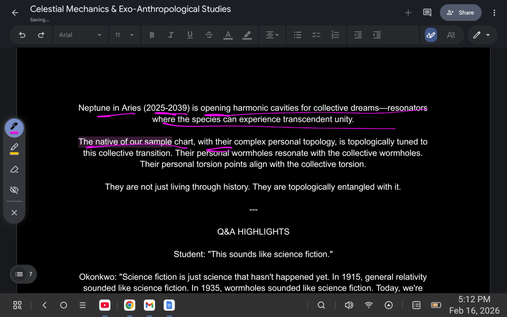The native of our sample chart, with their complex personal topology, is topologically tuned to this collective transition. Personal wormholes resonate with the collective wormholes. Personal torsion points align with the collective torsion. They're not just living through history, they are topologically entangled with it.